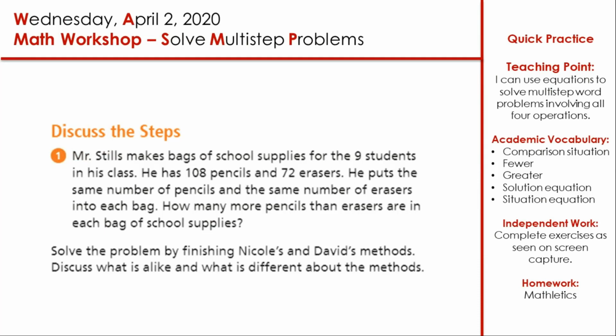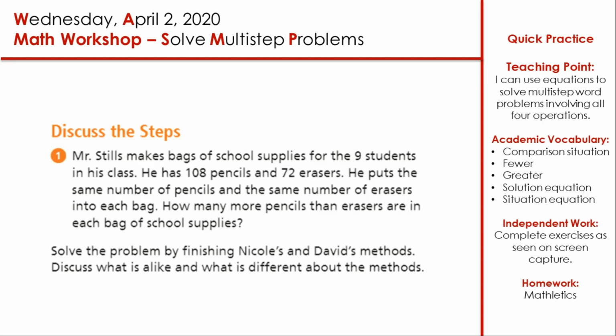All right, so since today we're going to practice multi-step problems, right here I have one. So let's read it. Mr. Steels made bags of school supplies for the 9 students in his class. He has 108 pencils and 72 erasers. He puts the same number of pencils and the same number of erasers into each bag. How many more pencils than erasers are in each bag of school supplies?